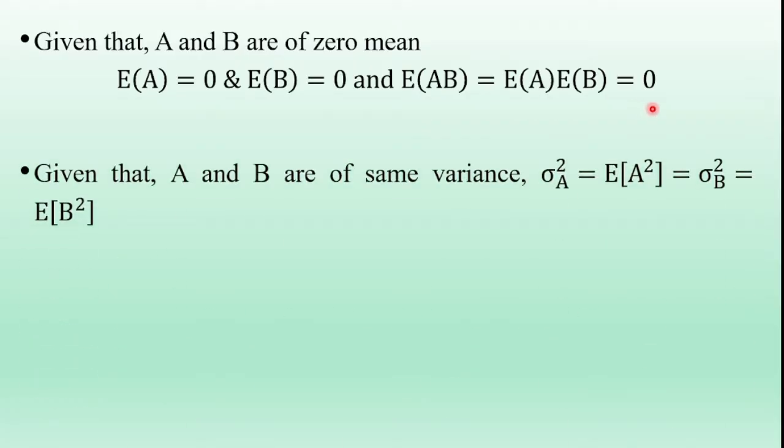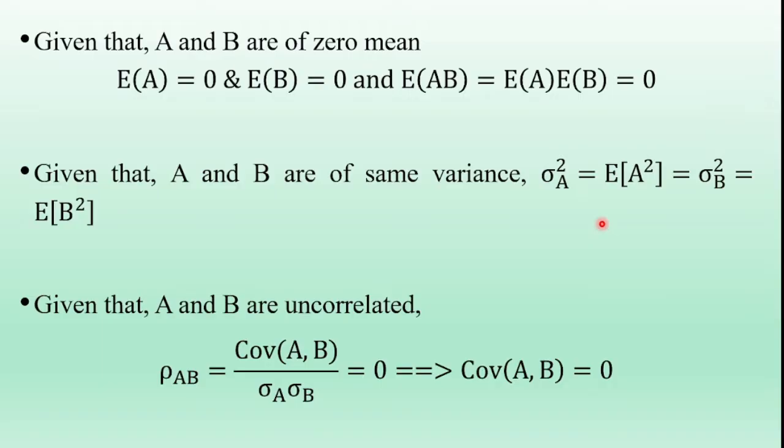And also given that capital A and capital B are of the same variance. That means sigma A square is equal to sigma B square, where variance of A is sigma A square and variance of B is sigma B square. Sigma A square is also denoted as expectation of A square, and sigma B square is also denoted as expectation of B square. So the two random variables are of the same variance, that means sigma A square is equal to sigma B square.